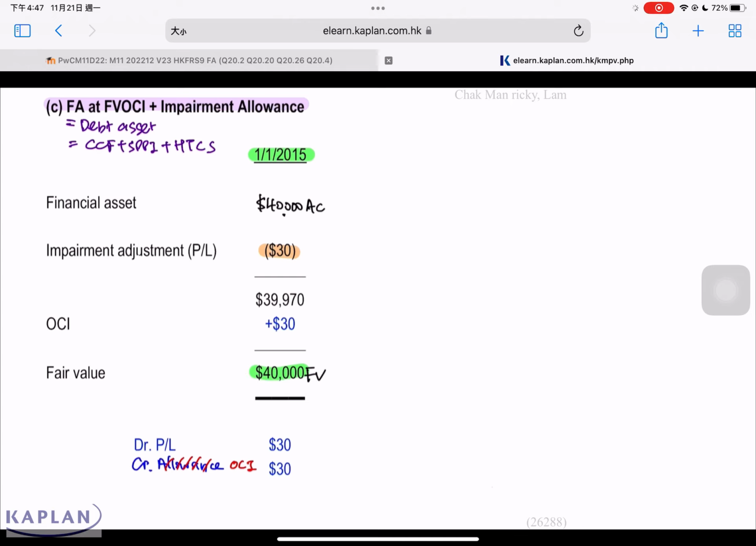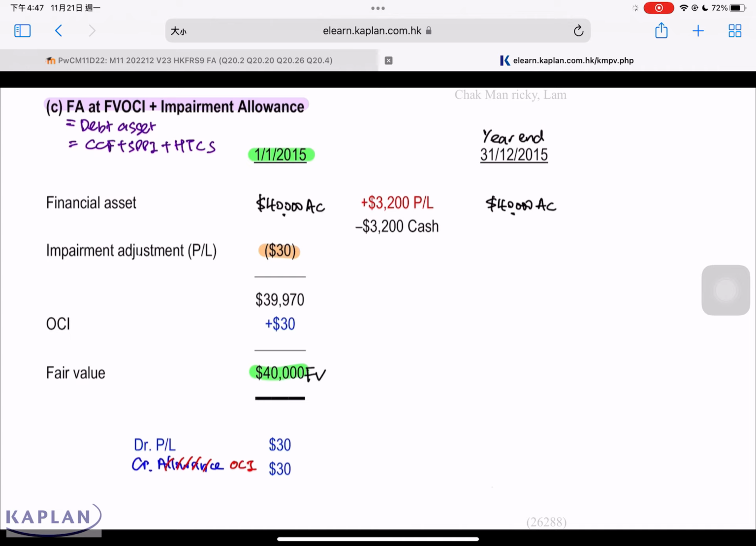When it comes to year end, 31st December 2015, the effective interest rate and the coupon rate are the same. Take this multiplied by 8%. 40,000 multiplied by 8% is equal to 3,200. But we also receive 3,200 cash. Amortized cost should remain the same, 40,000 amortized cost.